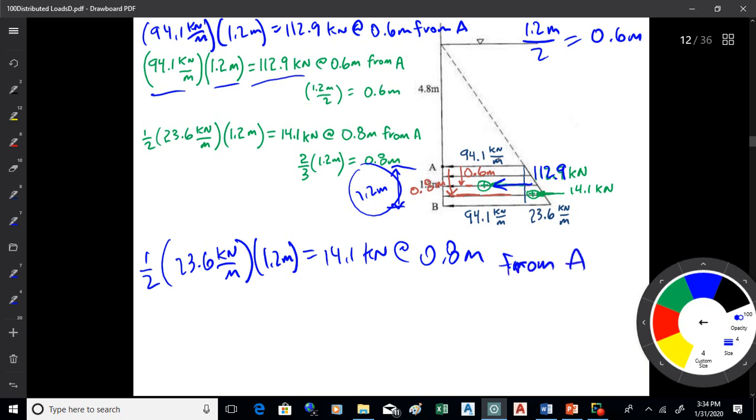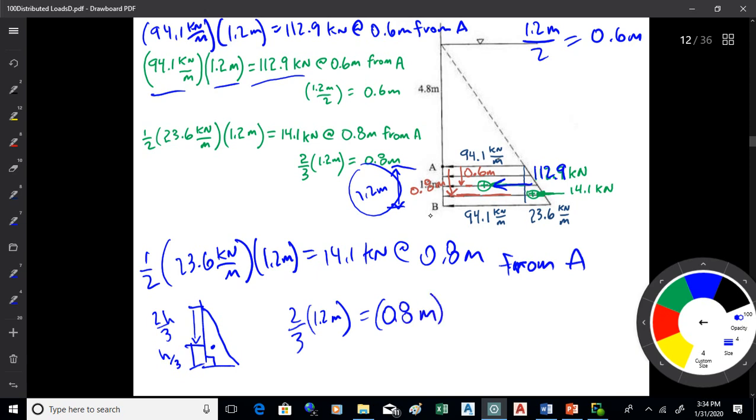The way I'm getting that is I'm coming down from the vertex. I'd go a third of the height from the right angle to the centroid, but to get to the centroid from the vertex, that's 2/3 of the height. So I take 2/3 times 1.2 meters, and that gets me 0.8 meters. So now I've got one load for each of the two diagrams, the rectangle and the triangle, and I've got their distances from A.